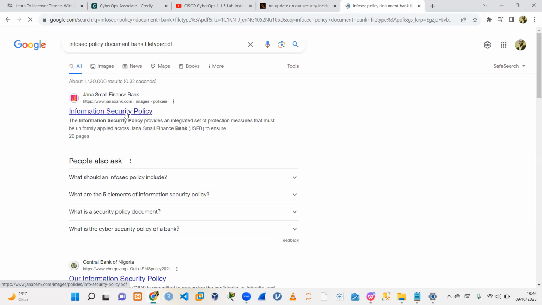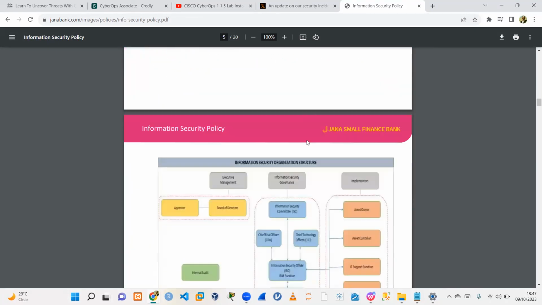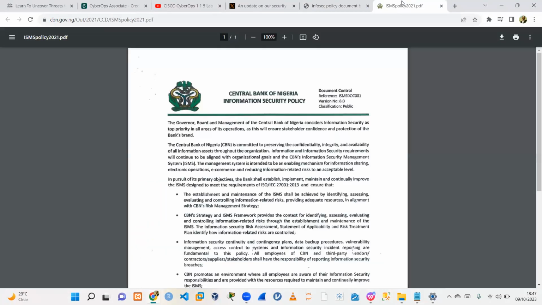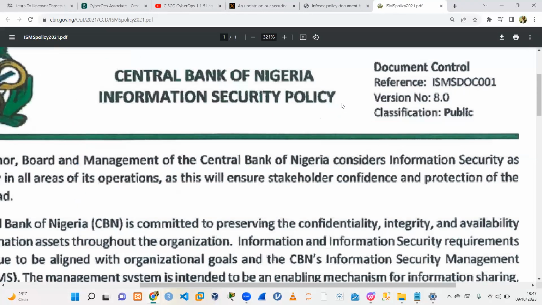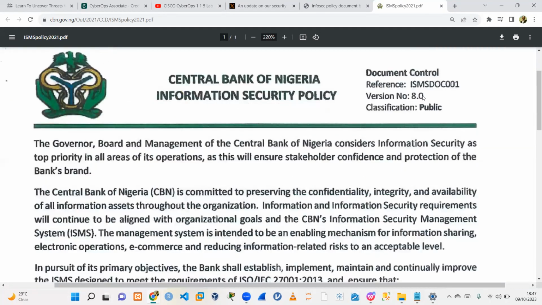So if you check this information security policy document, you find out that it has a version number. Okay, this does not have. Let me get another one. Okay, CBN has one. But since this is abridged, you see the version number. Right? Who can see the version number? 8.0. Yes, I can see it. It then means that there are several things that happened to CBN that made them keep adjusting and improving this policy document. Now, this is just for the public.